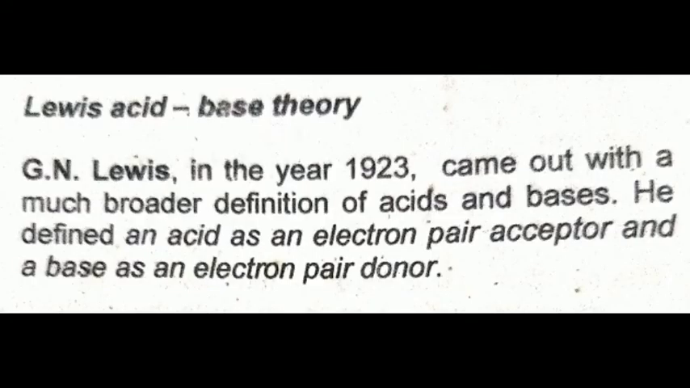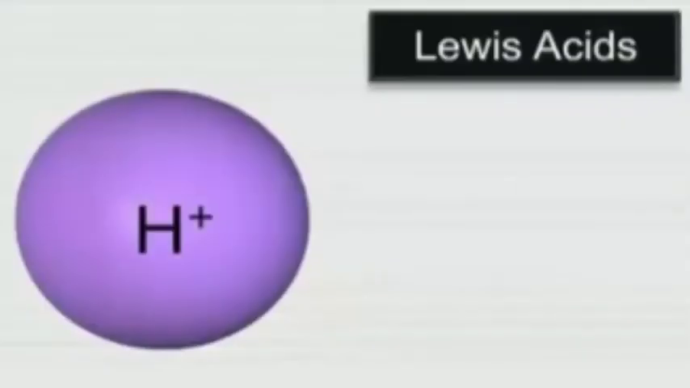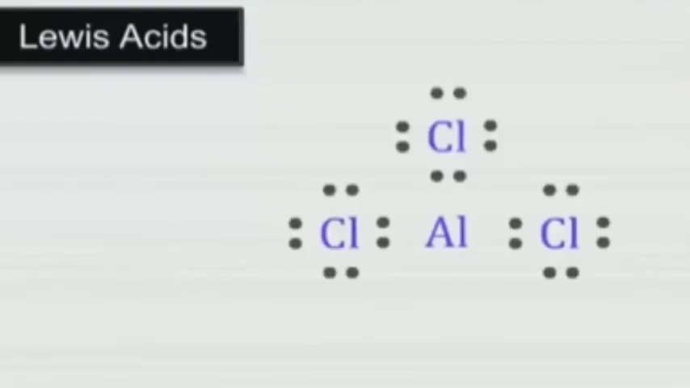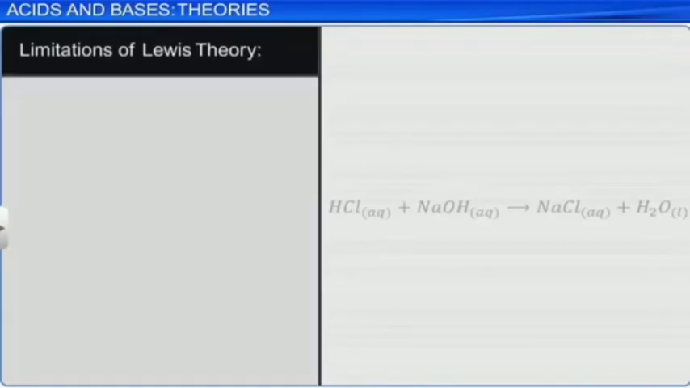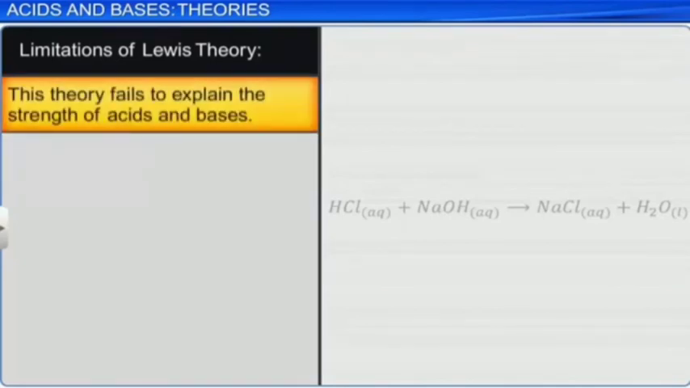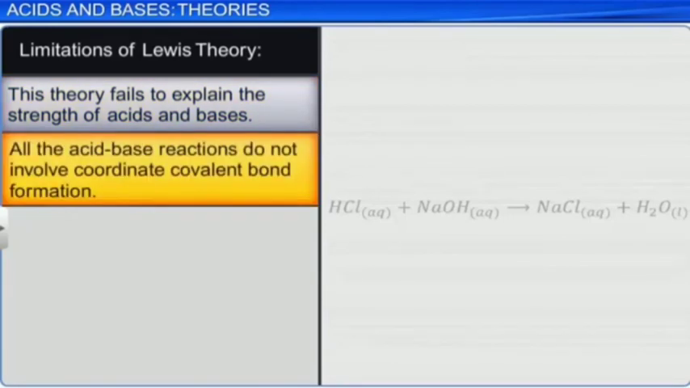According to this theory, acids are species which accept an electron pair and bases are species which donate an electron pair. Examples for Lewis acids are H+ ion, aluminum chloride, etc. And examples for Lewis bases are ammonia, water molecule, etc. Limitations of Lewis theory. This theory fails to explain the strength of acids and bases. All acid-base reactions do not involve coordinate covalent bond formation. So these are the important limitations of Lewis theory.